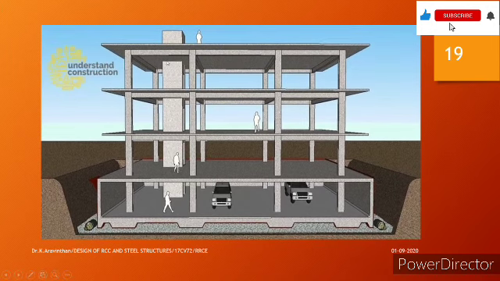See, the structure is fully covered with the mat here. So the overall structure is being covered by a single foundation called mat foundation. In that you can see individual columns are being raised. So this case is generally called a mat foundation.